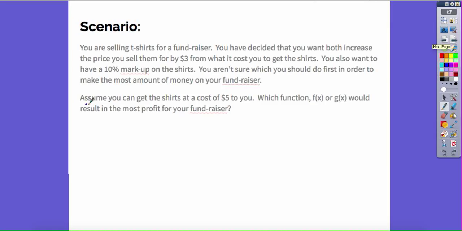Again, same scenario. Now it says, assume you can get the shirts at a cost of $5 to you. Which function, f of x or g of x, would result in the most profit for your fundraiser? Well, let's go ahead and let's plug in 5 into each of our functions. So if I did this, I'm going to have 1.10, which is my markup first, times 5, that's the cost of the shirt that we were charged.